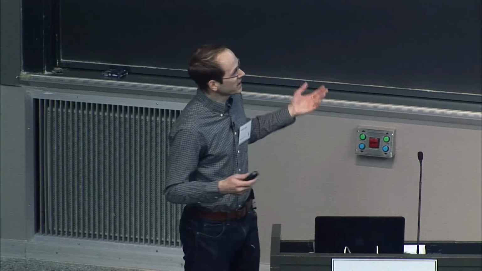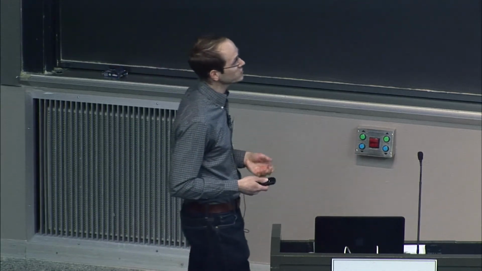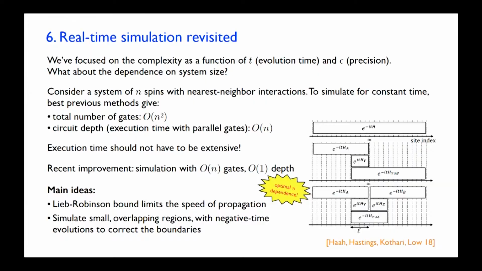Again, I'm not going to get into the details about how this result goes, but the main technical idea which makes this result work is something called a Lieb-Robinson bound, which is a bound that describes the speed of propagation of information in quantum systems. And it basically says, there's a light cone, and information can't travel any faster than ballistically. And using this idea, they're able to develop an algorithm which is able to simulate these systems more efficiently.